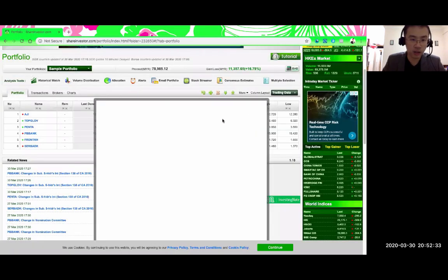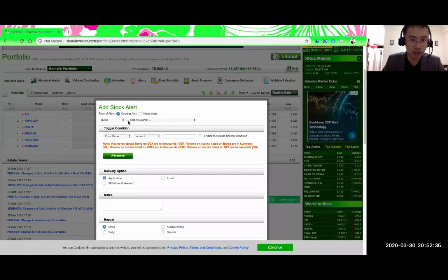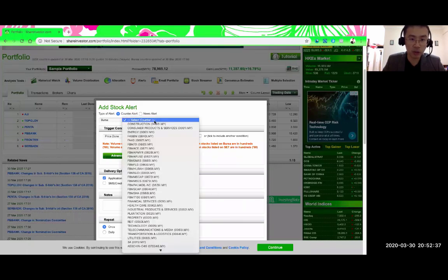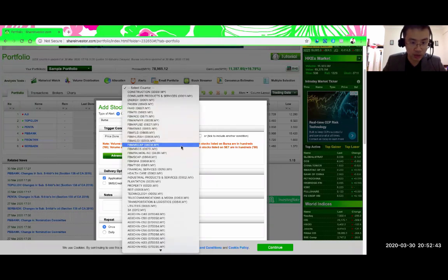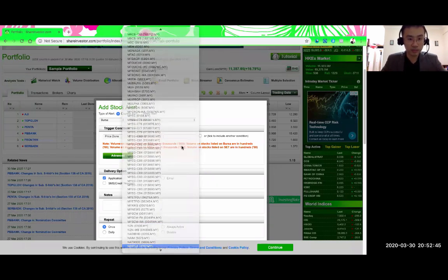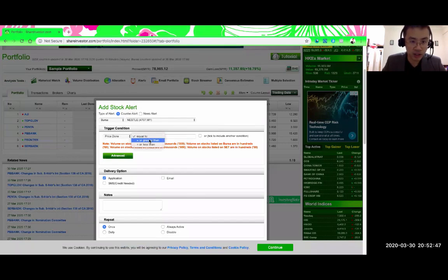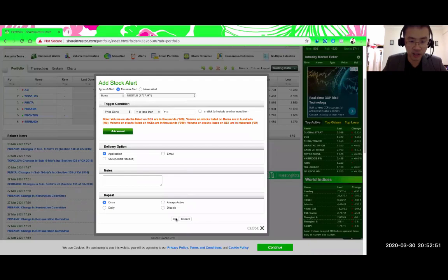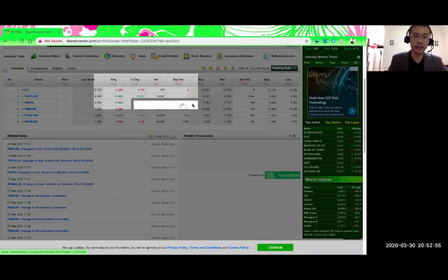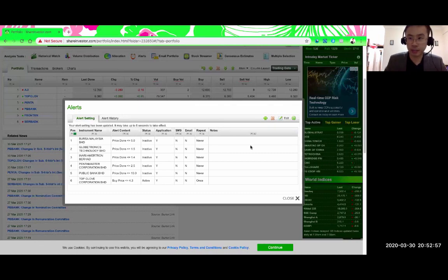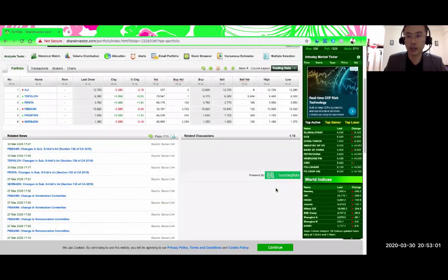You can click, I want Nestle to be below 110 ringgit, then you will buy. So you just find Nestle, price less than 110, for example. And then you click OK, then the alert is set. So when the price hits or goes below the requirement that you set here, then it will sound an alarm to you. Then you will know.